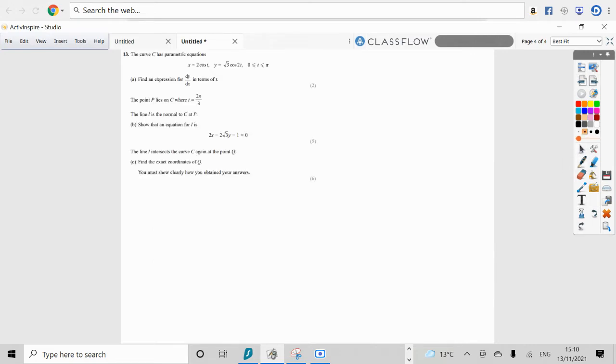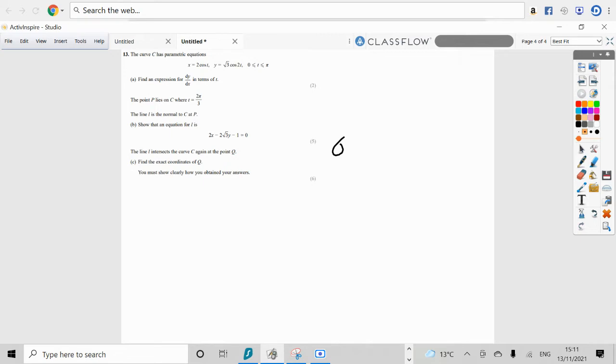Okay, part C then. The line L intersects the curve C again at the point Q, finding the exact coordinates of Q. Now, if you do other examples, you'll know that this rarely comes up, but it's a good parametric equations question because it tests your actual knowledge for this question on part C. So basically, we want to solve that equation of the line, replacing x with 2 cosine 2t, and see what we get, and the y bit as well.